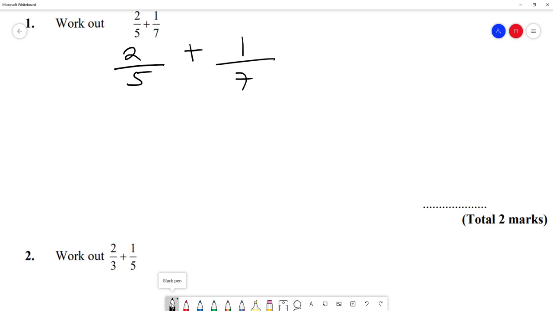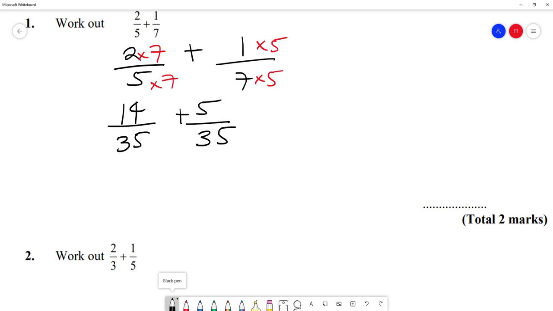I can make them the same by multiplying this one by 7, the numerator and the denominator, and timesing this fraction by 5, the top and the bottom, and I get 14 over 35 plus 5 over 35, and that's going to give me 19 over 35.